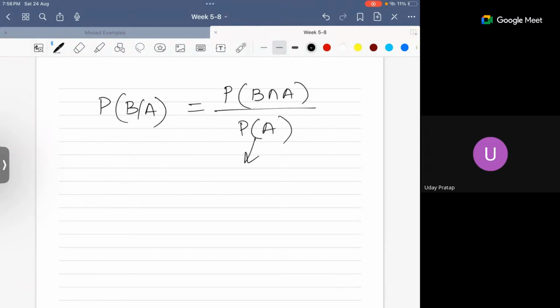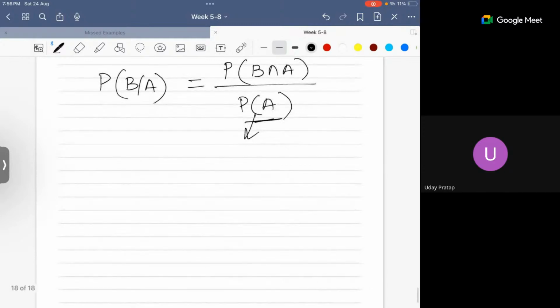From the law of total probability, you can write the probability of A. How can you write it? Let's for example, A is coming from some 5 or 6 different events, right? So you can directly write it as the summation of all the events, right? Probability of what?